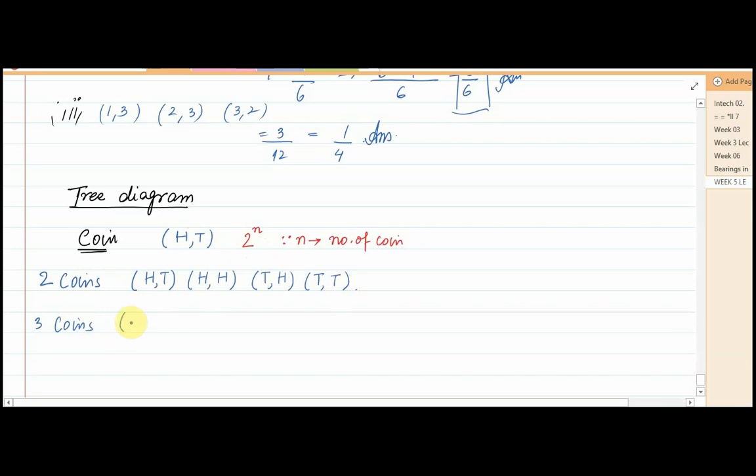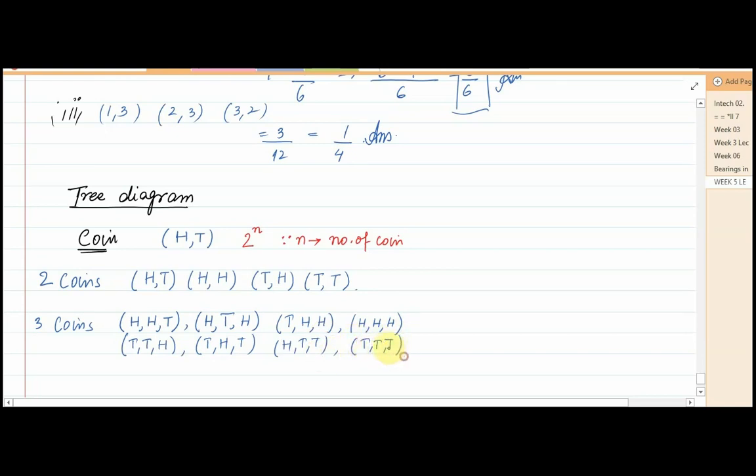Let's suppose on the first coin you have head, second head, but on the third coin you have tail. On the first coin you have head, second tail, third head. On the first coin you have tail, head, head, and so on, until you get all 3 heads. Similarly, if you start with tail, your sample space is like this, right?